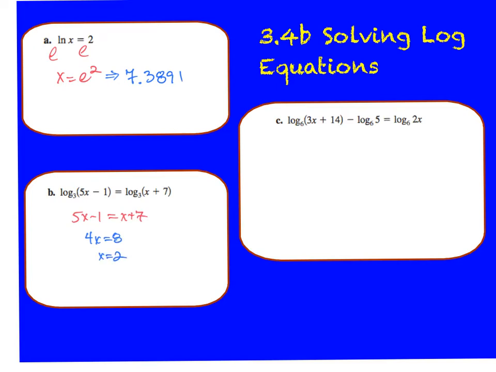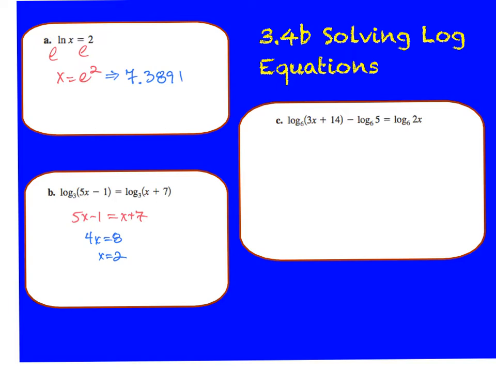All right. Let's look at part C. I have log base 6 of the quantity 3x plus 14 minus log base 6 of 5 is equal to log base 6 of 2x. What could we do? I can't use one-to-one property yet. That is a common mistake that I see from students. In a one-to-one property, we need one log set equal to another log. I can't use it yet. I will eventually. So what do I actually have to do?